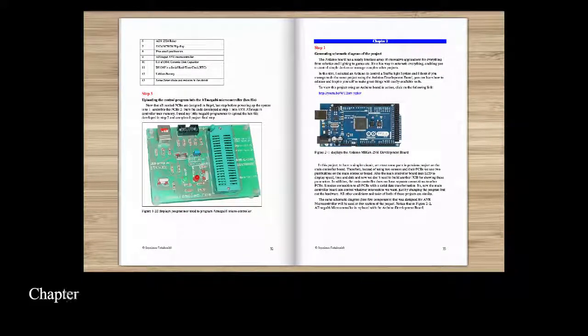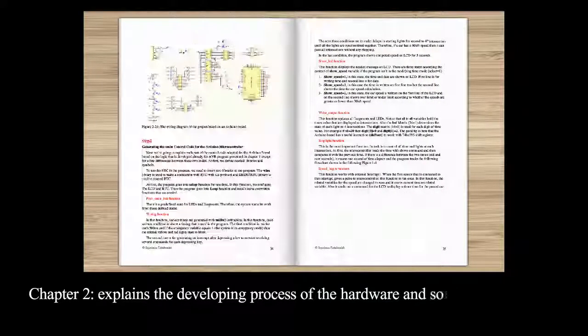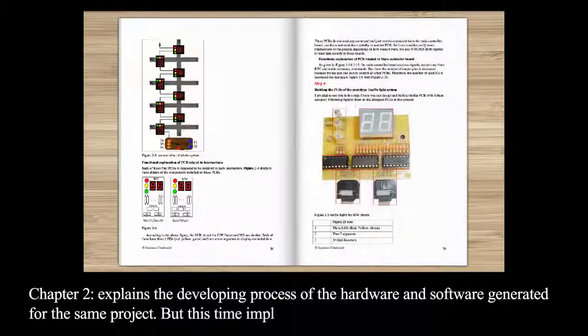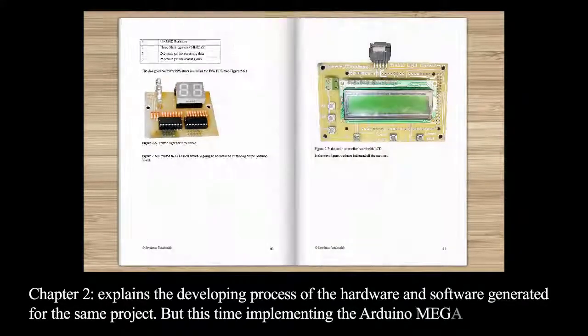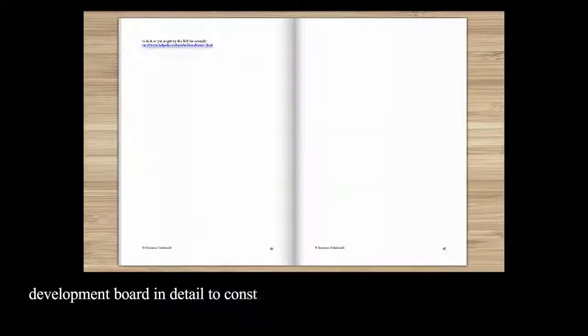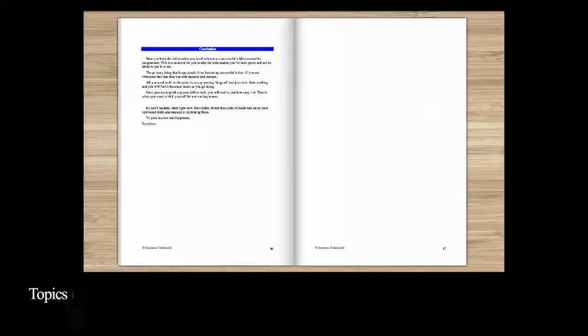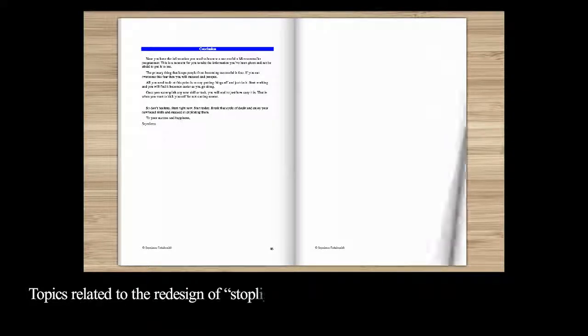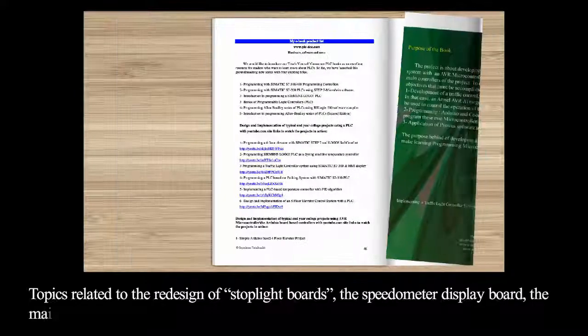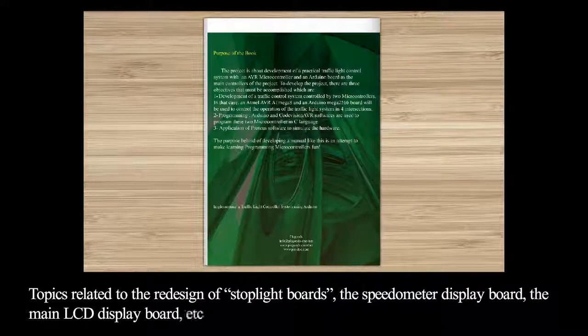Chapter 2 explains the developing process of the hardware and software generated for the same project, but this time implementing the Arduino Mega2560 development board in detail to construct the same project. Topics related to the redesign of stoplight boards, the speedometer display board, the main LCD display board, etc. are all investigated in this chapter.